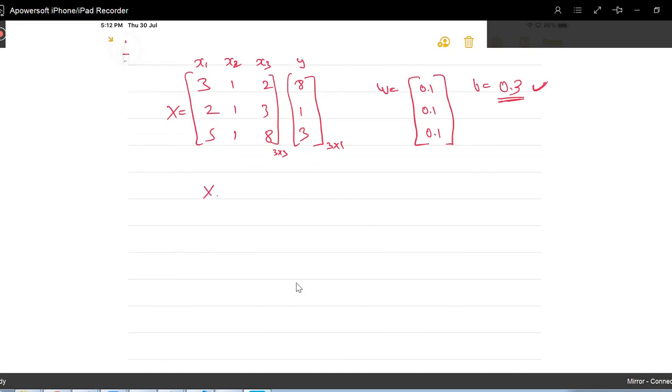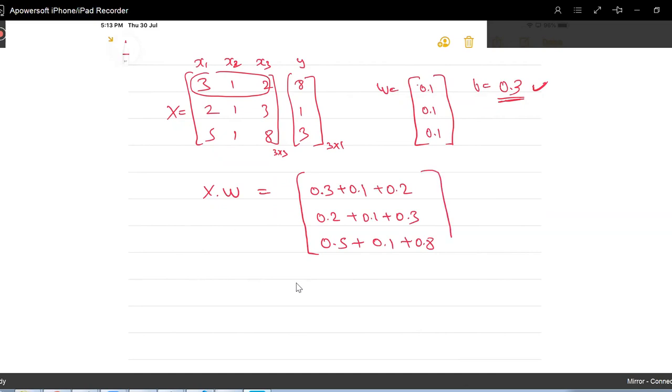Now when I do x into w, what will be my output? Sorry, 0.3? Plus 0.1 plus 0.2. This row will be multiplied with this column. Same will happen for this one, 0.2 plus 0.1 plus 0.3. Here it will be 0.5 plus 0.1 plus 0.8. Correct? Now to this equation, I will add bias also, plus b.